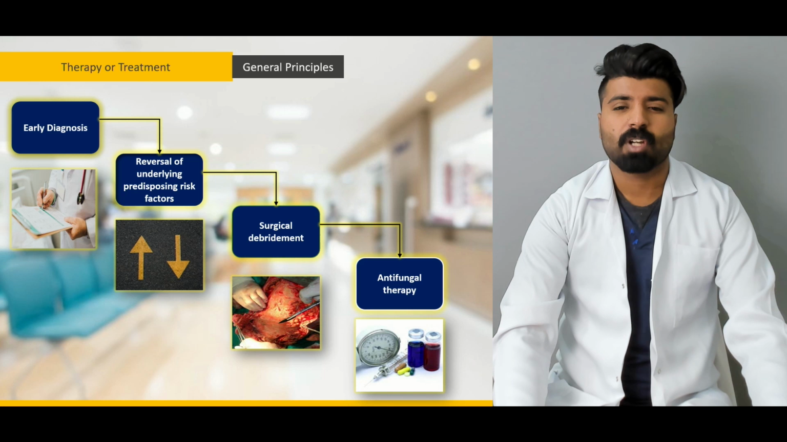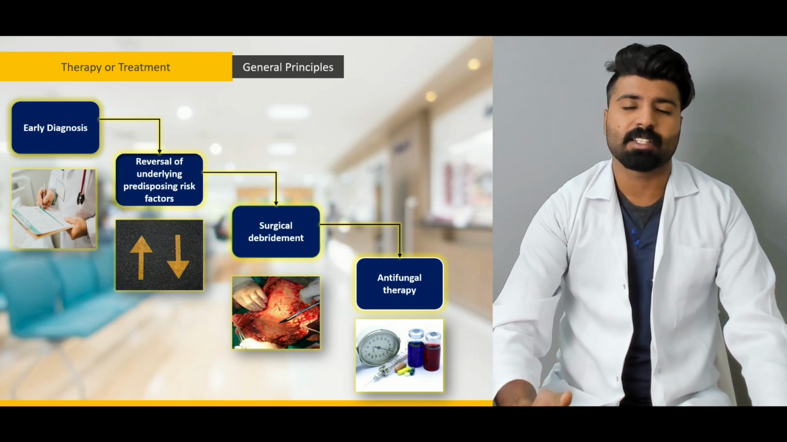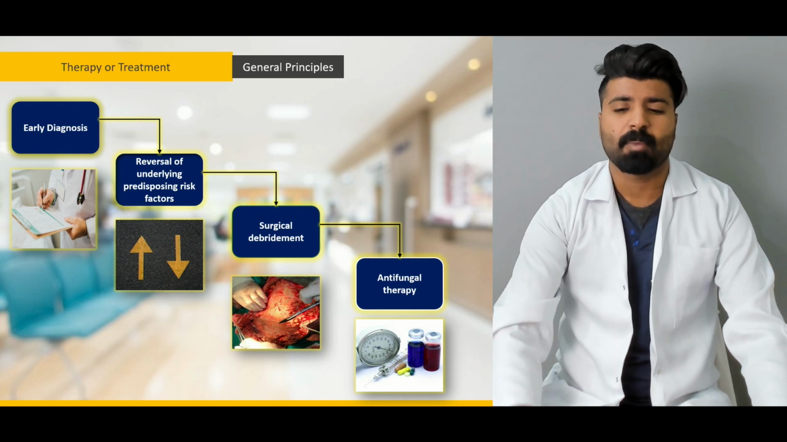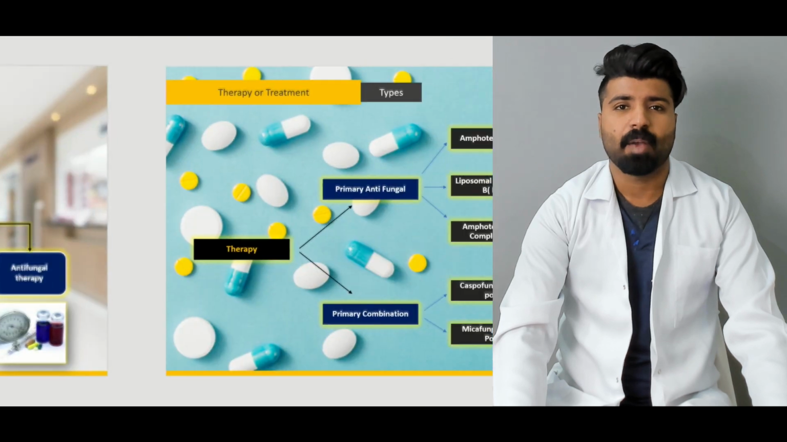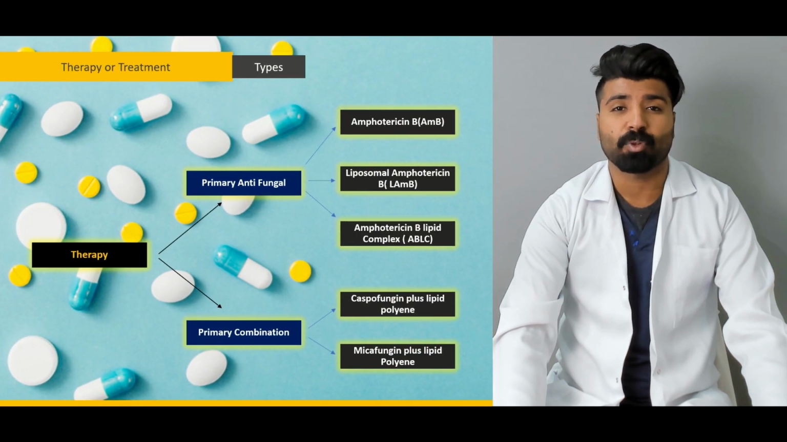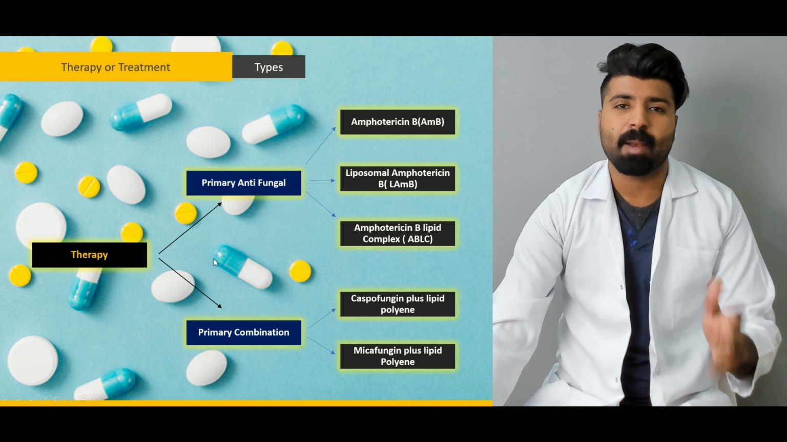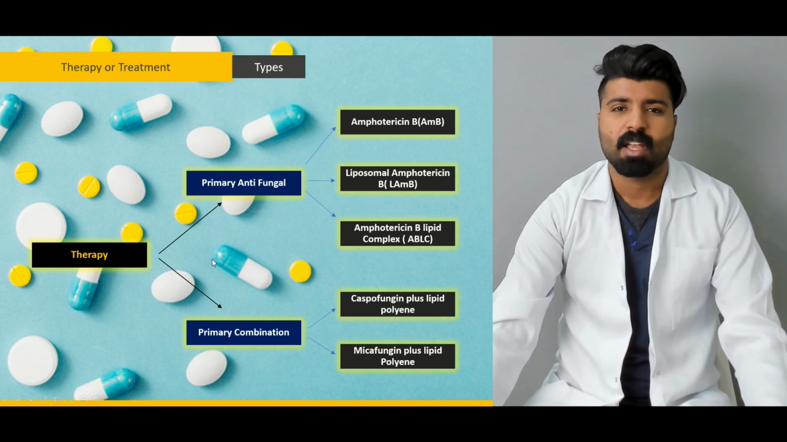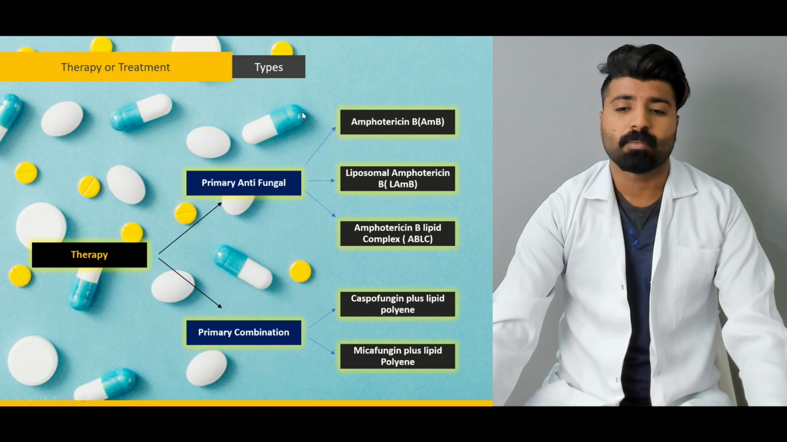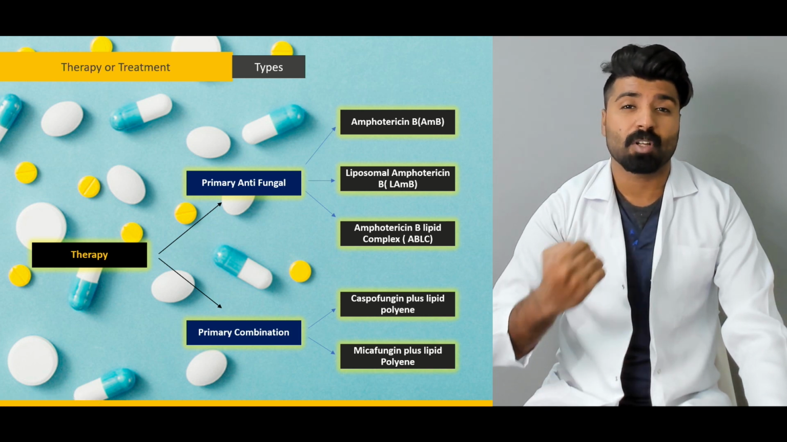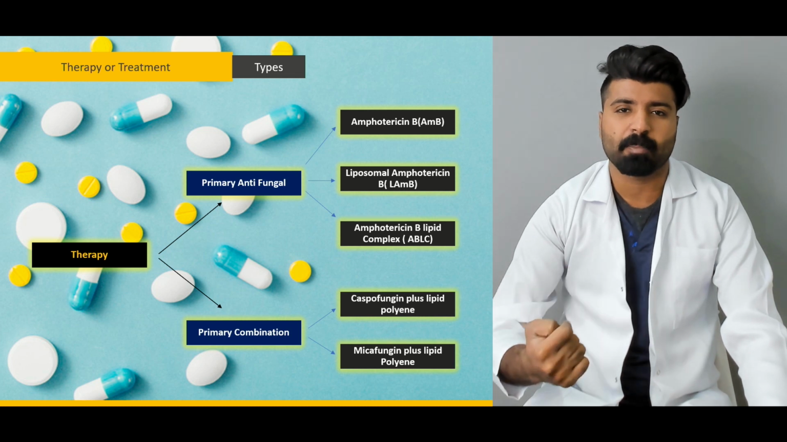Next, we'll start with the general principles of treatment. We'll start with early diagnosis and how we reverse these risk factors. We're going to talk about antifungal therapies, and which antifungal therapy to go for, either the primary antifungals or the primary combinations of these antifungals. Then, depending upon the severity of the disease and the causative organism, we'll decide the treatment of the patient.